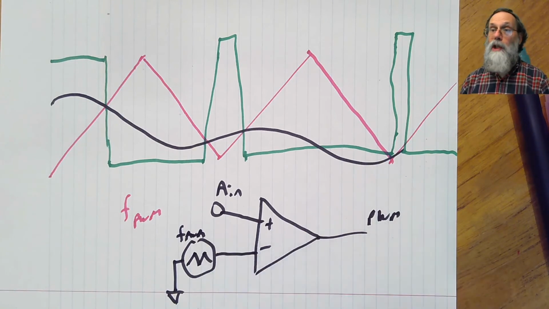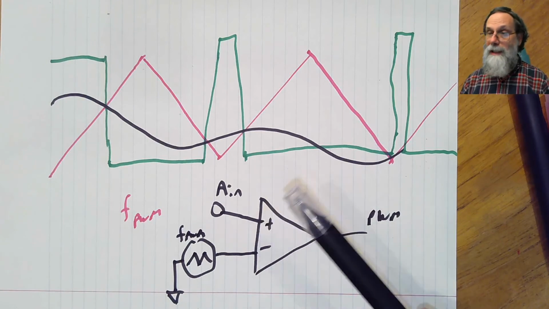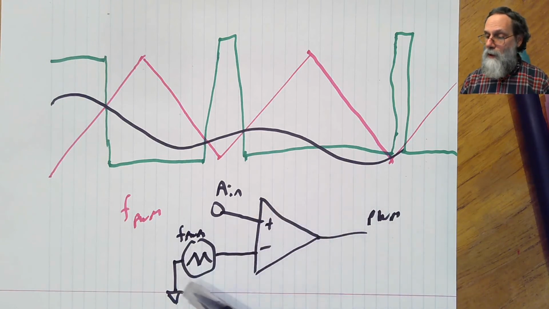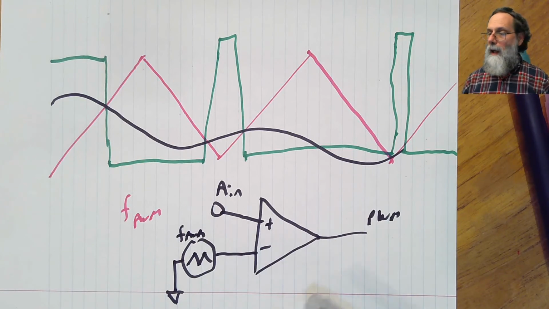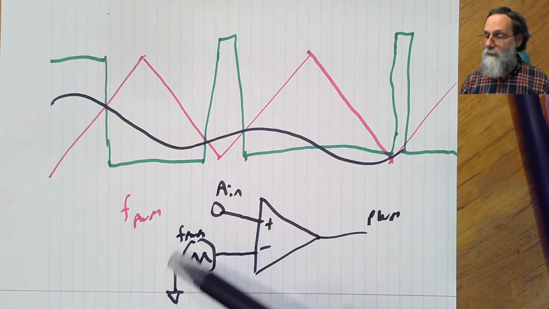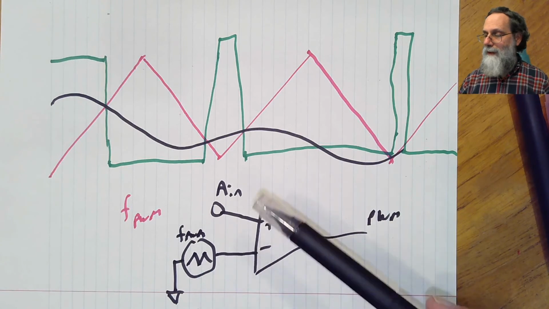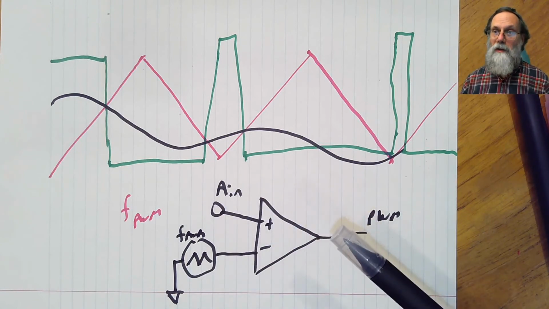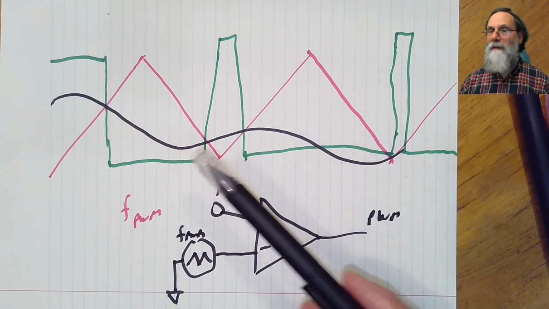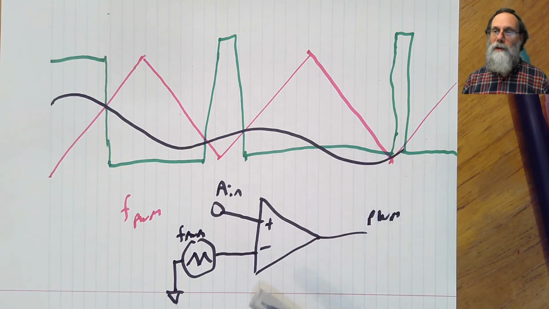If the triangle wave has a huge voltage range compared to the analog input, then the duty cycle will only change a little bit. If the triangle wave has almost the same voltage range as the analog input, then the duty cycle will vary a lot. And we can take advantage of that to get either strong fluctuation in duty cycle or very small fluctuation in duty cycle, depending on what we need for our application.